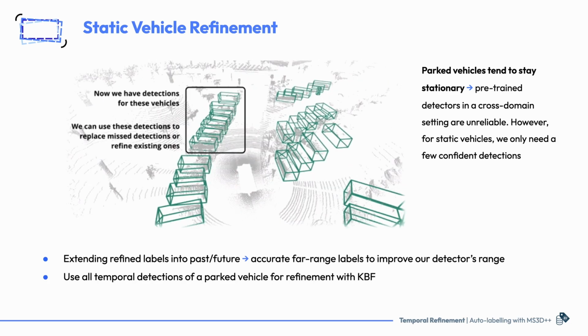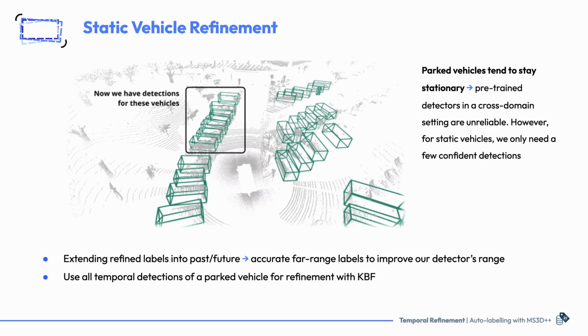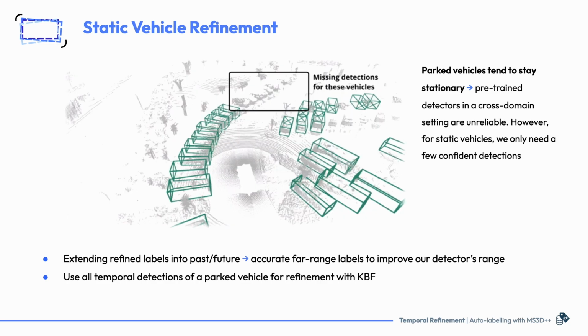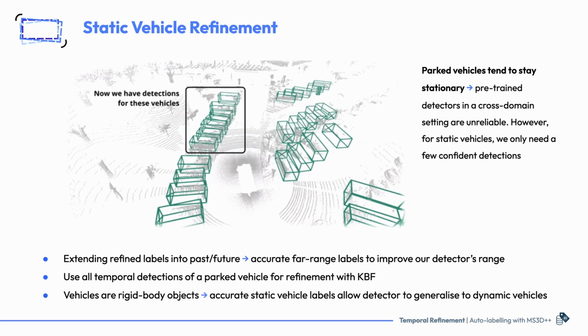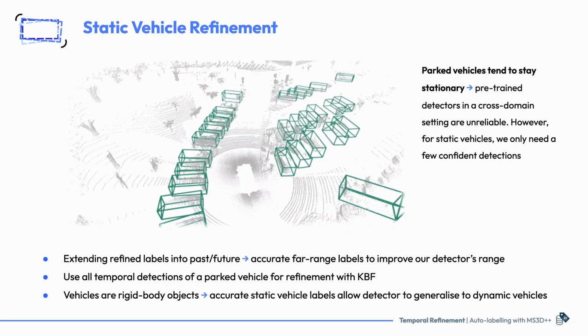Also, we can use all the temporal detections in that sequence and fuse them with our KDE box fusion that we showed earlier, and we can refine all that for just the frame that we want to label. And finally, because vehicles are rigid body objects, if you have accurate static vehicle labels, it also helps the detector to generalize to dynamic vehicles as well.